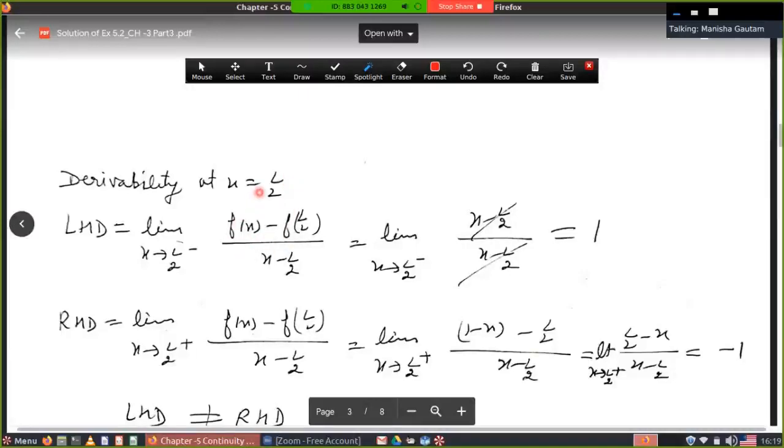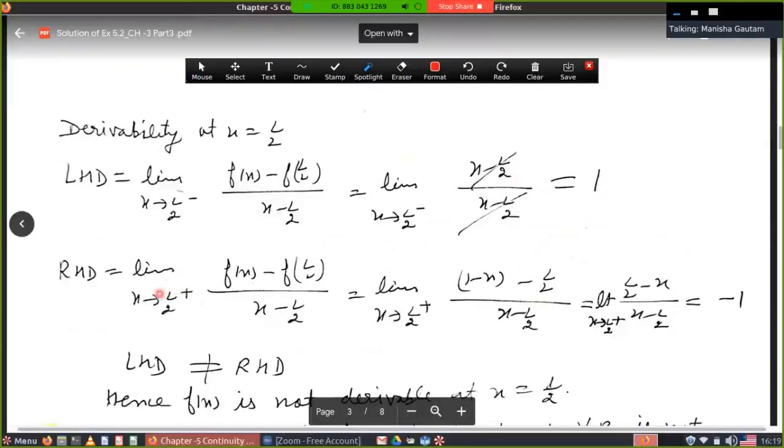F of x is given in the question as x, and f of half is half, and x minus half, as it is, both are cancelled. You're getting 1. And when you apply the limit, there is no x. That's why there is no effect of x on 1. That's why it is only 1.